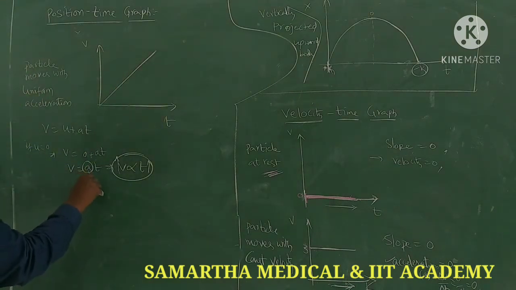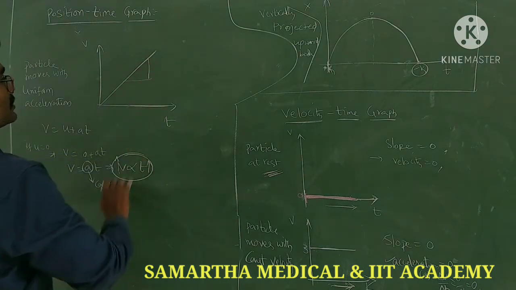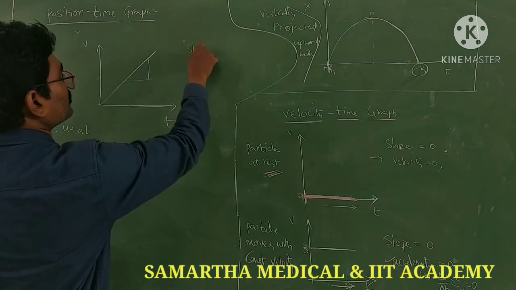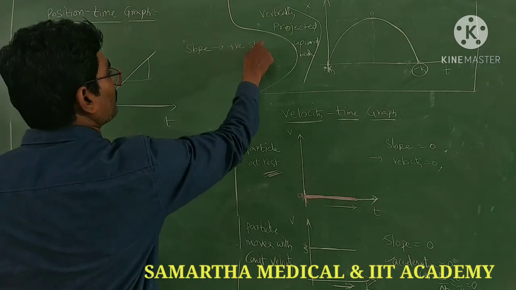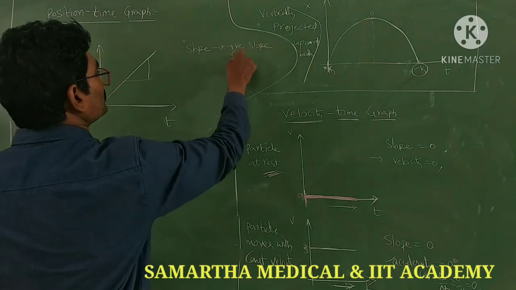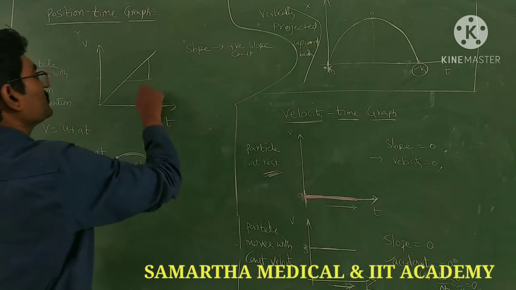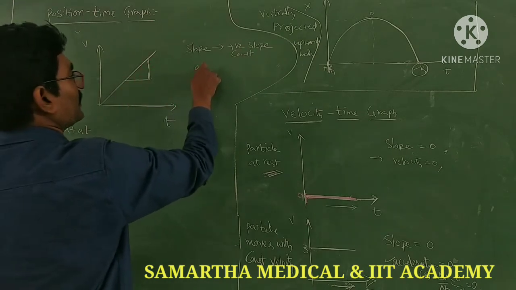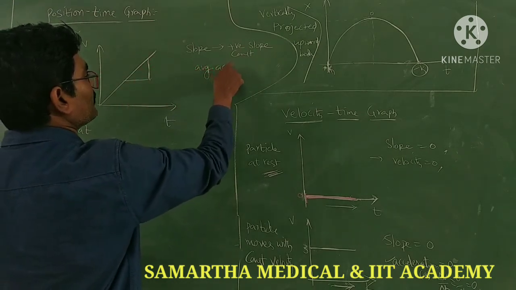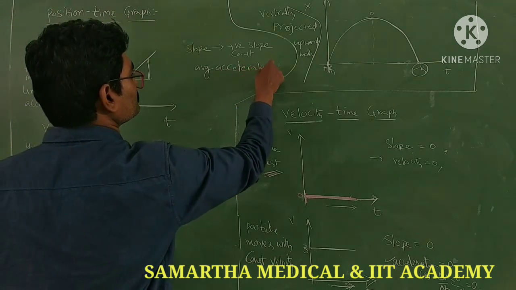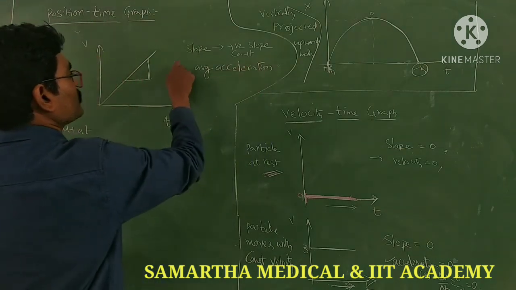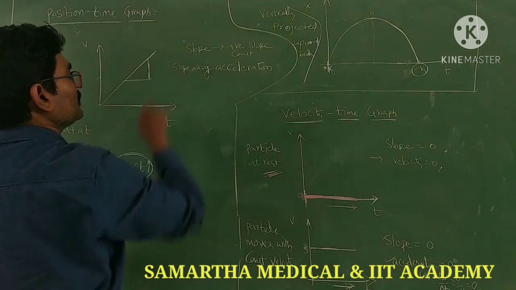So here what is constant? Acceleration is constant. So what will you get? The slope of this curve is positive. Positive constant slope you can say. What does this slope give? Average acceleration. Slope gives average acceleration.